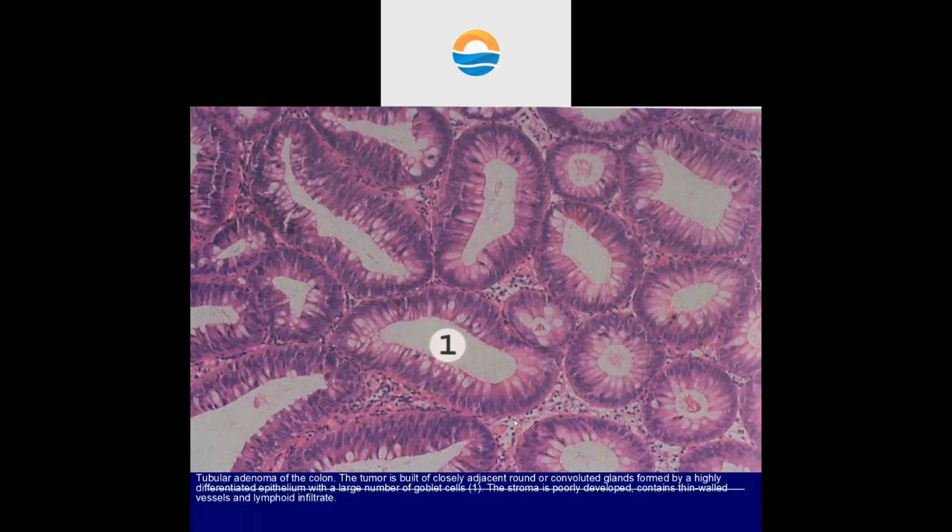Stroma contains fine thin-walled vessels and lymphoid infiltrates. So you see dark cells. These are lymphoid cells, and these small, tiny microvessels, dilated microvessels.